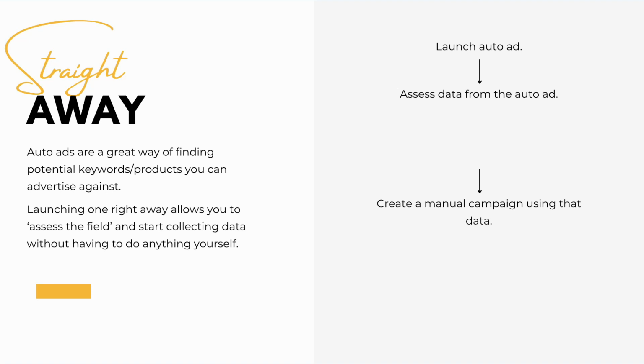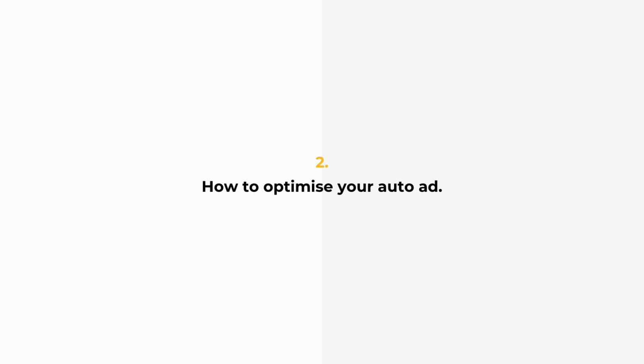So you're using your auto ad almost like a very wide net, casting that out and then bringing back all the data that's then going to drive your decisions on how you create your manual campaigns. But we did miss a step in the middle there, and that is to optimize your auto ad based off this data. So that actually leads me on very nicely into the next section of this video, how to optimize your auto ad.